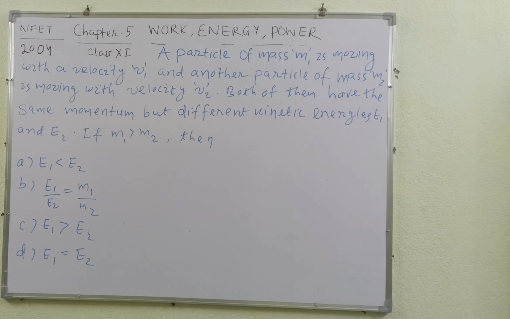Students, this question was asked in 2004 in the NEET exam, and it comes from Chapter 5, the Work, Energy, Power chapter of Class 11. A particle of mass m1 is moving with a velocity v1 and another particle of mass m2 is moving with velocity v2. Both of them have the same momentum but different kinetic energy E1 and E2. If m1 is greater than m2, then which of the given four conditions hold good?